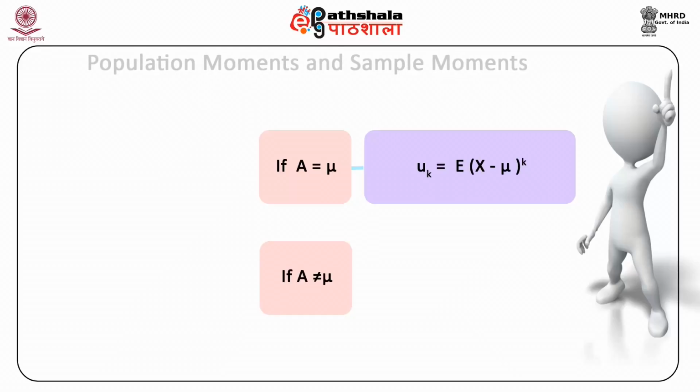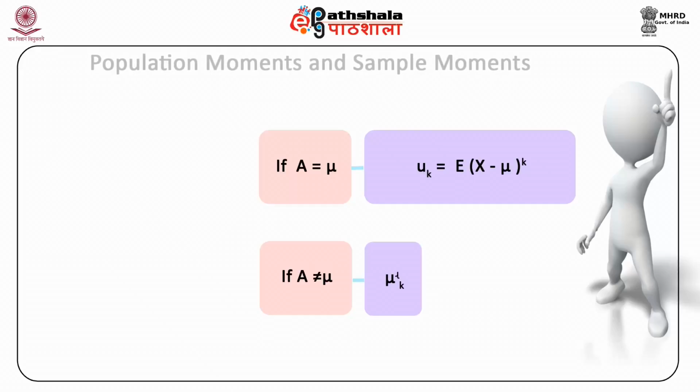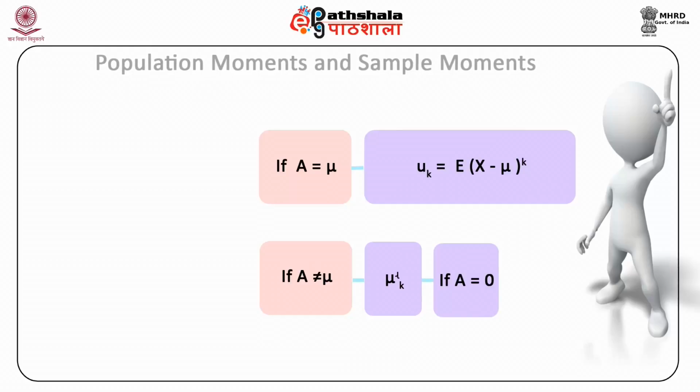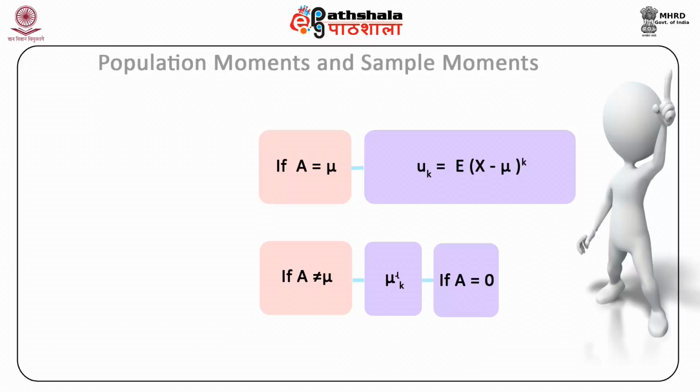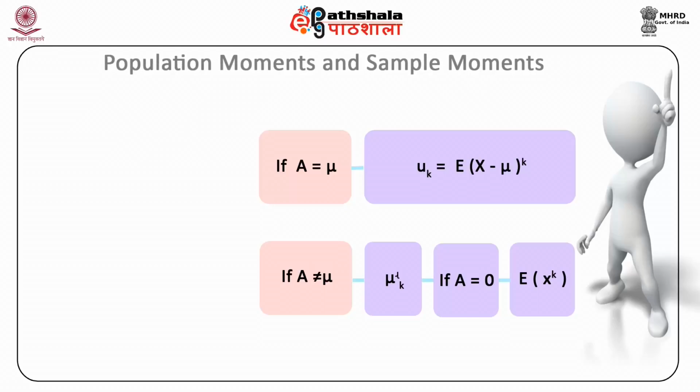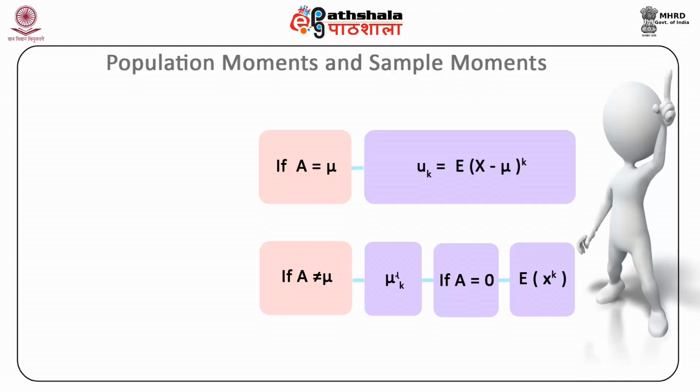When a is not equal to mu, we have non-central moments denoted by mu k prime. A special type of non-central moments are moments about the origin, where a is equal to 0. The kth moment of the population when taken about the origin is defined as expected value of x raised to the power k. So we have three different kinds of moments: around arbitrary origin a, around origin 0, and around mean mu.